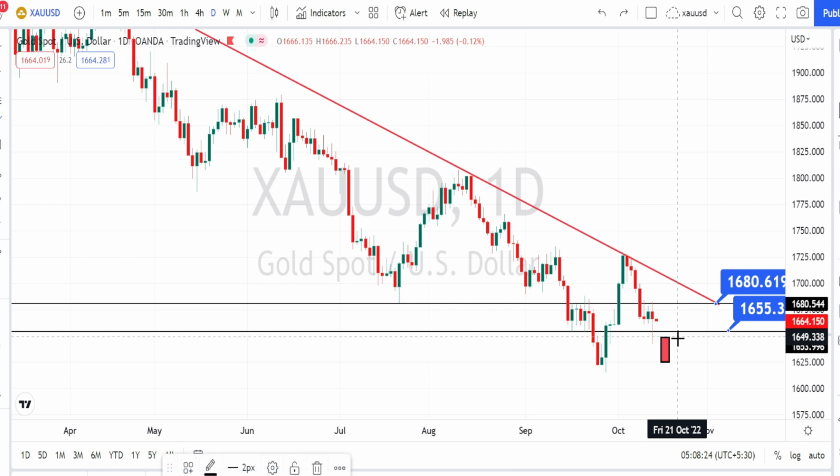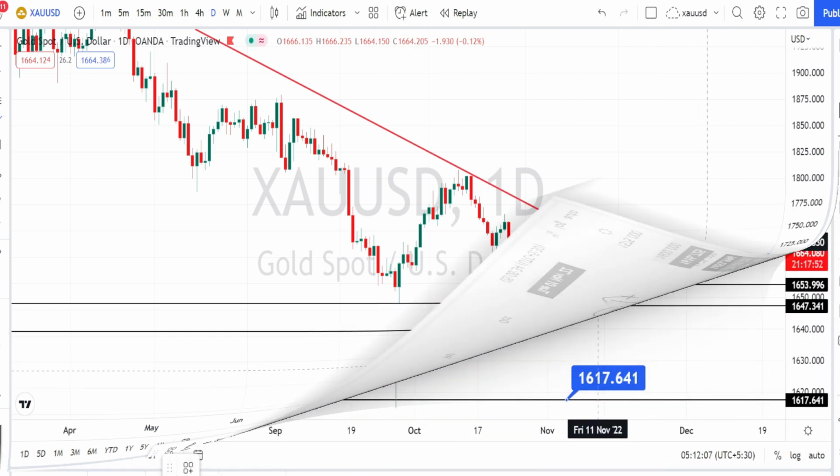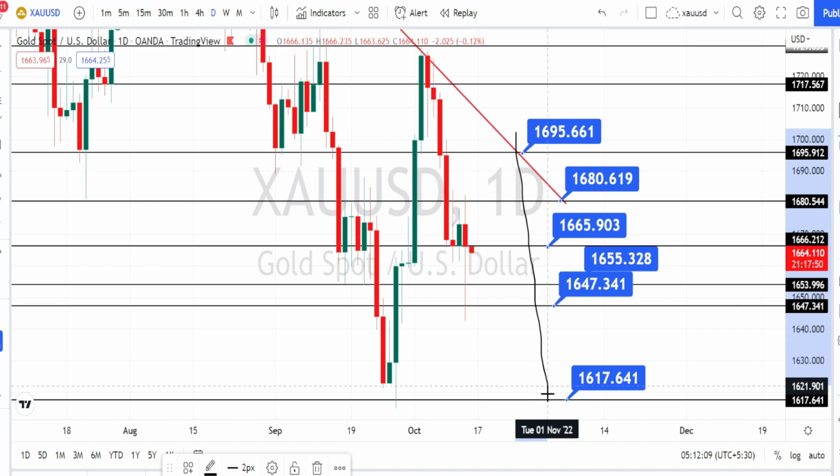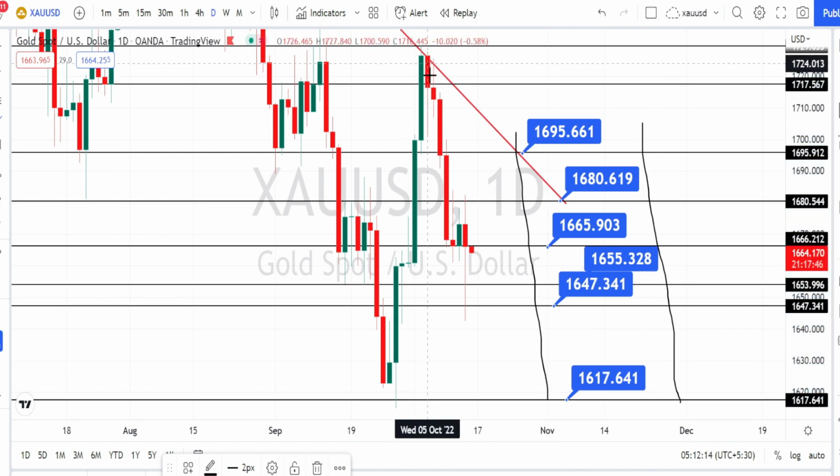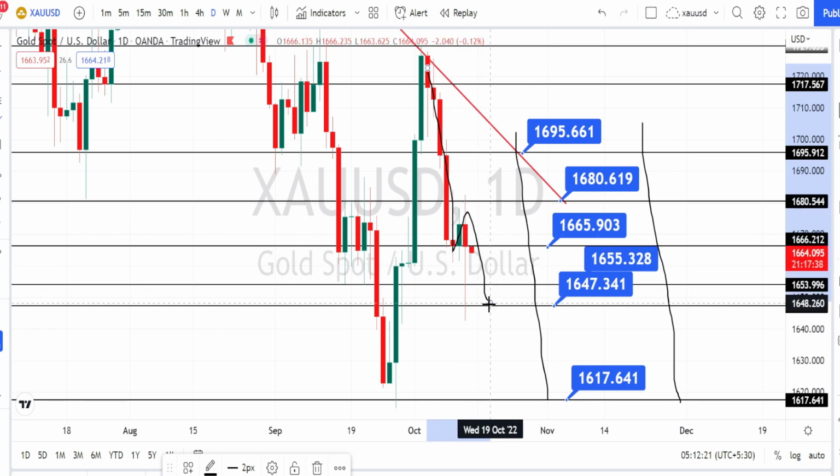So I would recommend you to wait for the candles to close below this support zone if you want to take trades on the bearish side in daily time frame. So these are all the resistance and support levels for current price action in daily time frame, and current trend of the price action is still in a bearish trend and it is trading between the resistance level of 1665 and support level of 1655.